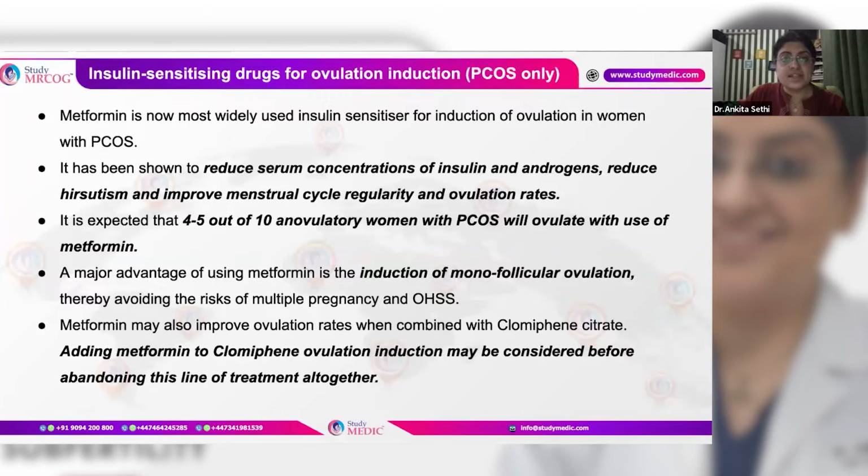Coming to the insulin sensitizing drugs for ovulation induction, metformin is now the most widely used insulin sensitizer for induction of ovulation in women with PCOS. It has been shown to reduce serum concentrations of insulin and androgens, reduce hirsutism, and improve menstrual cycle regularity and ovulation rate. It is expected that 4 to 5 out of 10 anovulatory women with PCOS will ovulate with the use of metformin. A major advantage of using metformin is that it induces monofollicular ovulation and thereby reduces multiple pregnancy or OHSS.